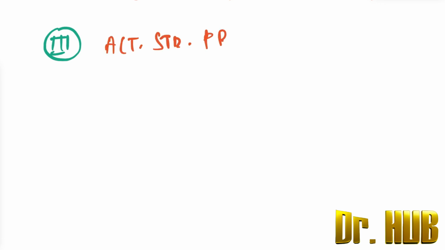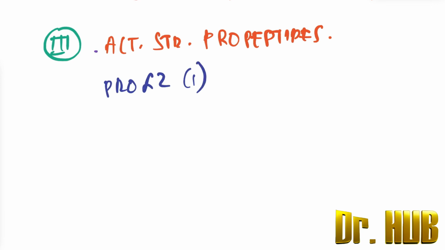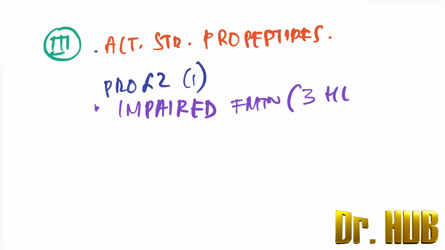Next we move on to subtype 3. Under subtype 3, there is an altered structure of the propeptides, the propeptides of pro alpha 2 and 1, and also impaired formation of the triple helix.